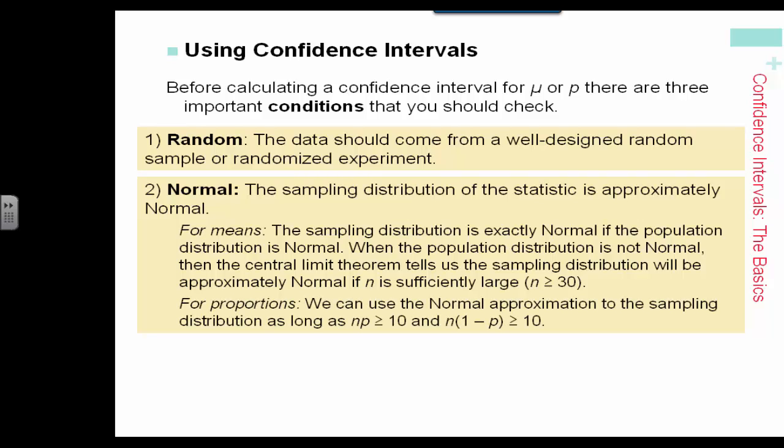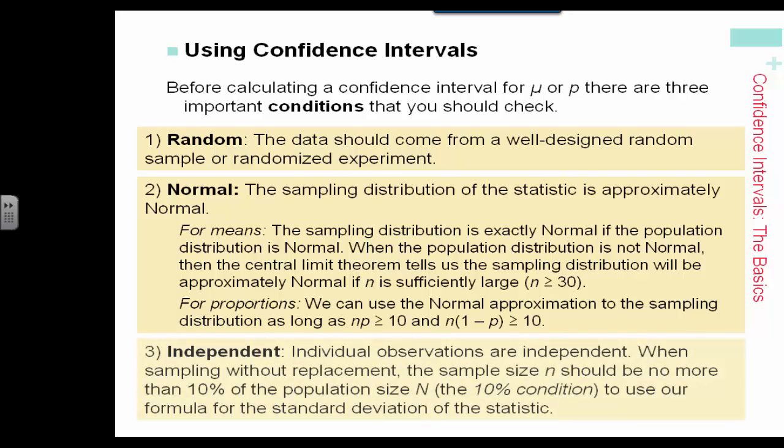For proportions, we use the normal approximation to the sampling distribution as long as n times p is greater than or equal to 10 and n times 1 minus p is greater than or equal to 10. 3. Independent. Individual observations are independent. When sampling without replacement, the sample size n should be no more than 10% of the population size, the 10% condition, to use our formula for the standard deviation of the statistic.